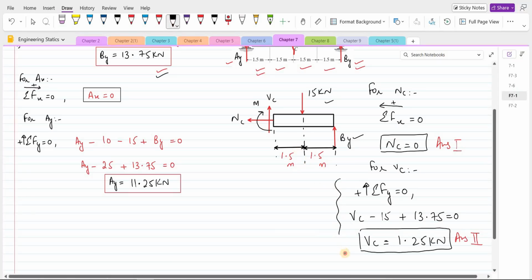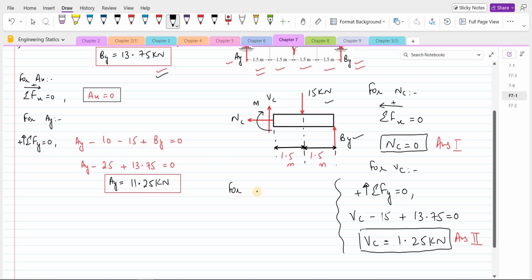And now for the internal moment M, we can do summation of moments at point C equals 0. This is the point C. I am considering counterclockwise direction as positive. Since the line of action of Vc and Nc passes through the point C, these two forces do not have any moment with respect to the point C. So Nc and Vc will not produce any moment about the point C. But we have to consider this internal moment, which is clockwise, so we would take it as negative.